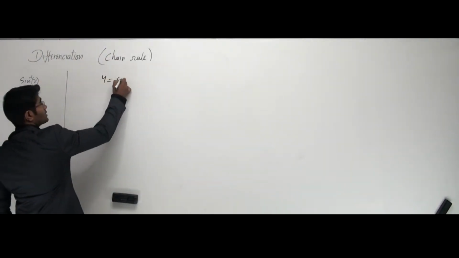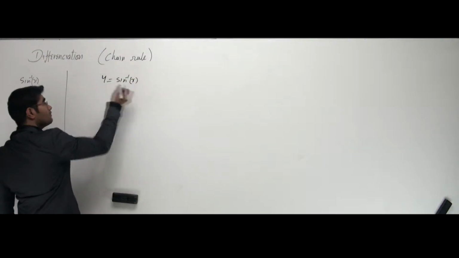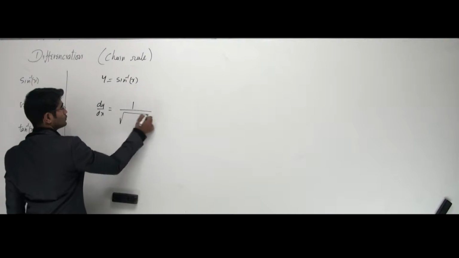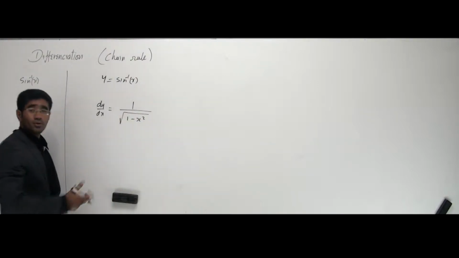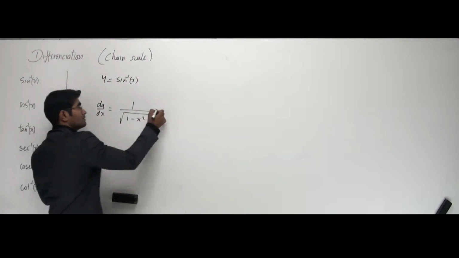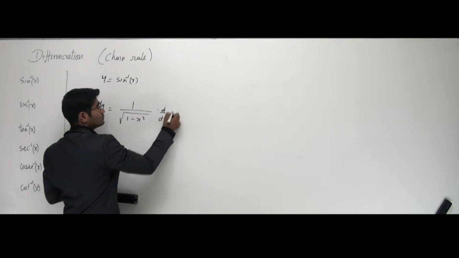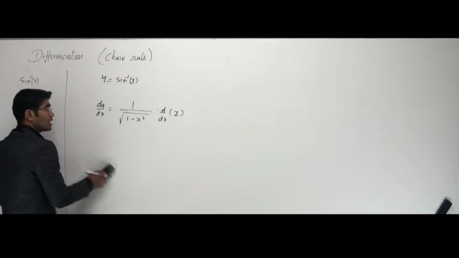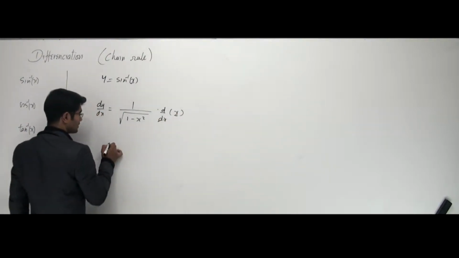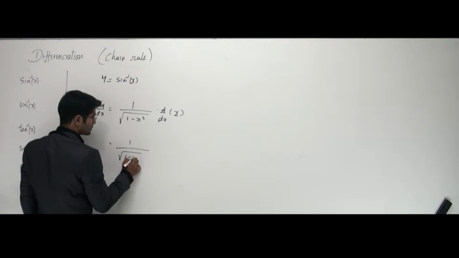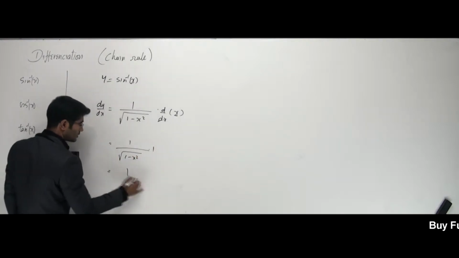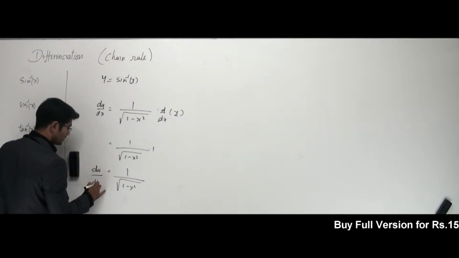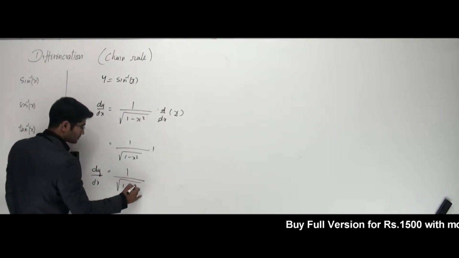So y is equal to sine inverse of x. If I have to differentiate this, dy by dx would be 1 by root of 1 minus x squared. That formula we already know. There's something else which we don't write, that is d by dx of x. This x comes from here. So these two get cancelled and give you 1 by root of 1 minus x squared into 1, which is 1 by root of 1 minus x squared. That's the formula we already know. So dy by dx would be this much.